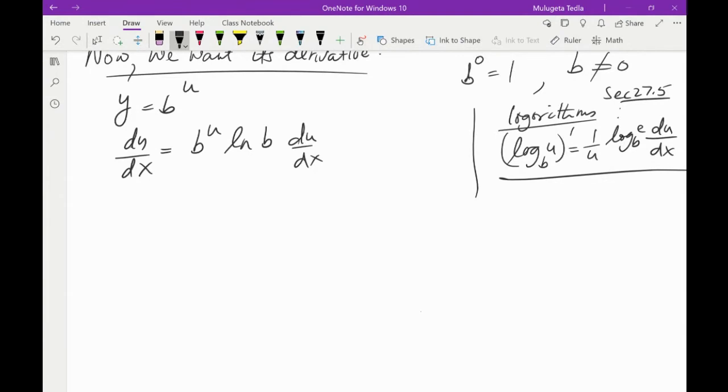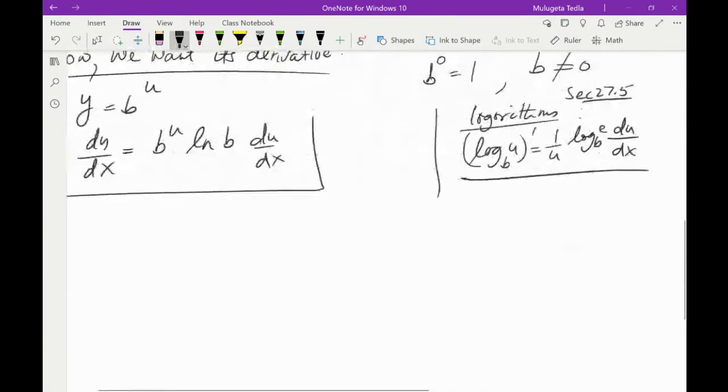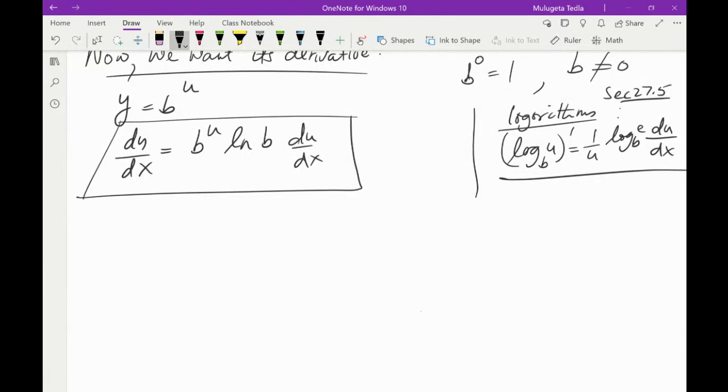So this is the derivative of the exponential function. Three things, okay? One, repeat itself. Two, the ln of b, right? Three, find the derivative of the input. Yeah, that's it.